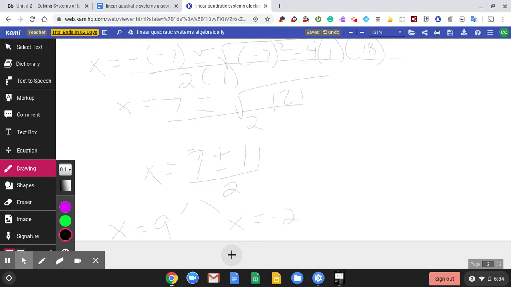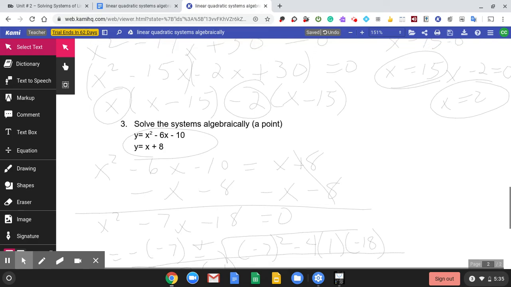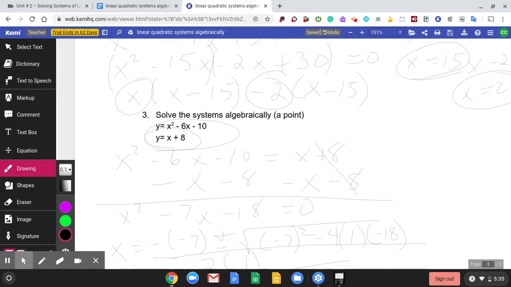And remember what I said. These have to be solutions, so therefore I have to plug back in. So I know my answer is going to be 9 comma something and -2 comma something. Time for me to go find the something part, the y's. So I'm going to go back in and pick the easier one to plug it back into and put a 9 and a -2 in. So I'm going to do this one here, which is plus 8. If you see that there, all I have to do is add 8.